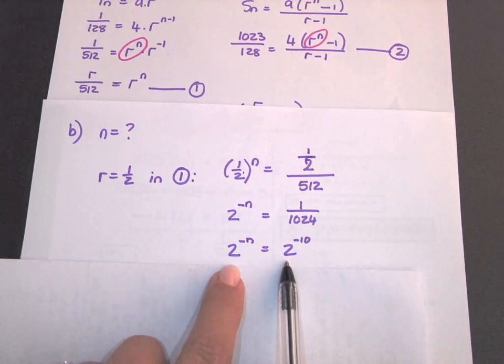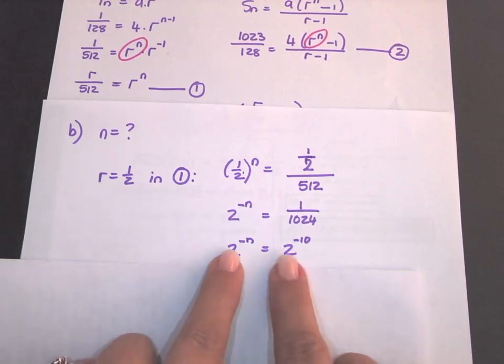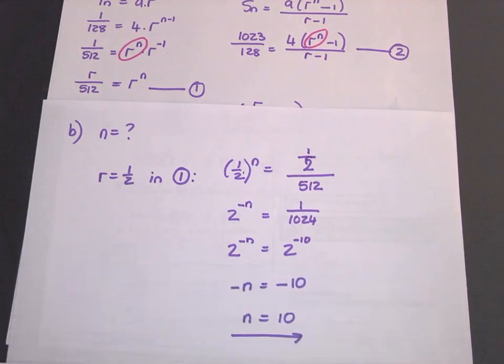Now I have two bases that are the same, so the exponents must be the same, and therefore n will be 10. Okay, did you all follow the reasoning?